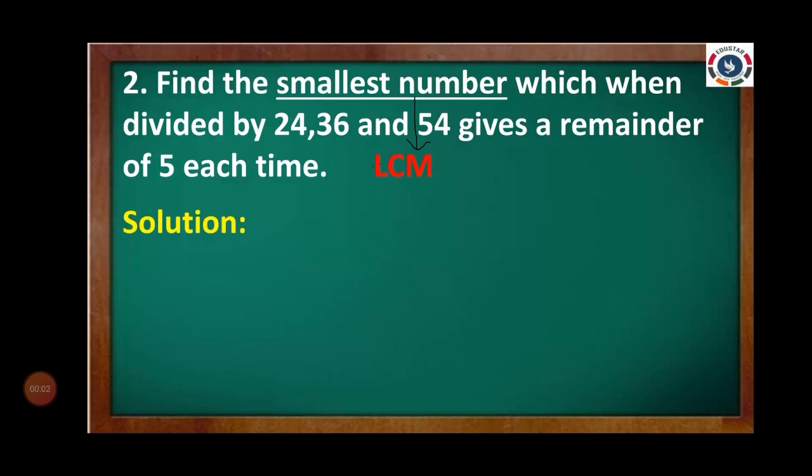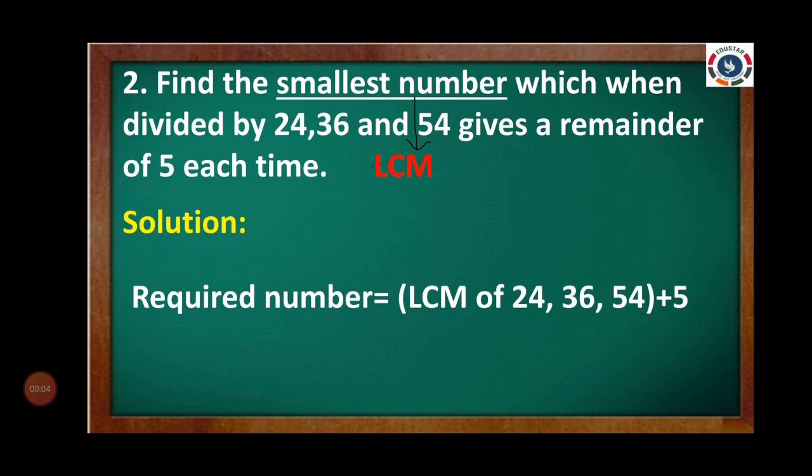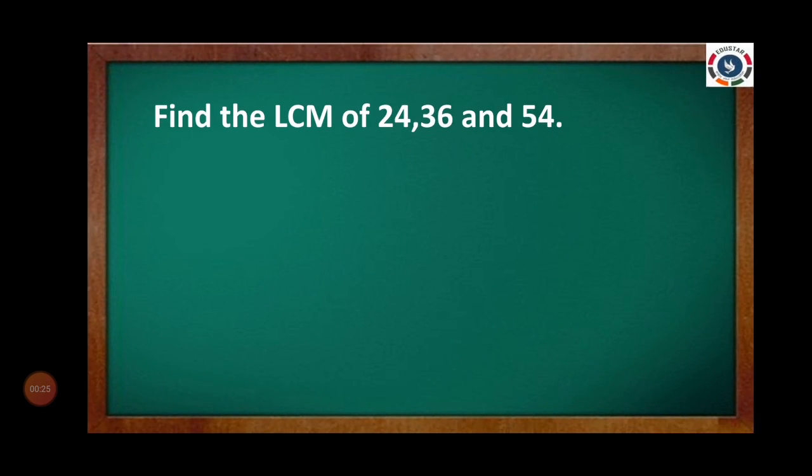Okay, solution. The required number is equal to LCM of 24, 36, 54. So first we are going to find the LCM of these 3 numbers. Finally, we are going to add the remainder. LCM of 24, 36 and 54.